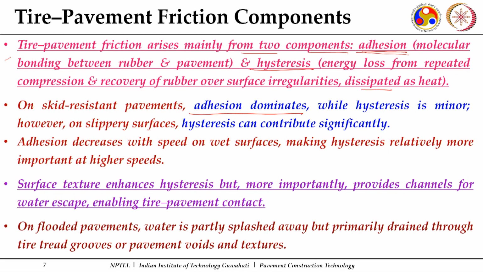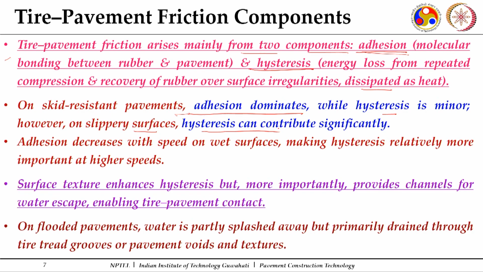Specifically, if a non-slippery surface is there, in that case you have a good amount of friction available from adhesion. So, on skid resistant surfaces, initially fresh new surfaces, adhesion dominates, where the interlocking is good enough and the bonding is good enough between the binder, the road surface and the tire rubber. Whereas hysteresis in that case plays a little role.